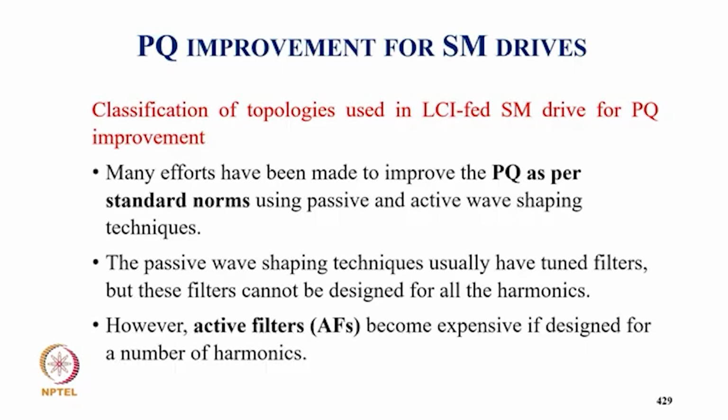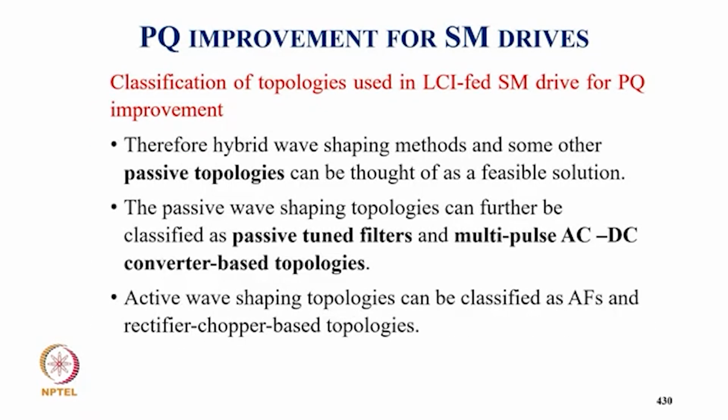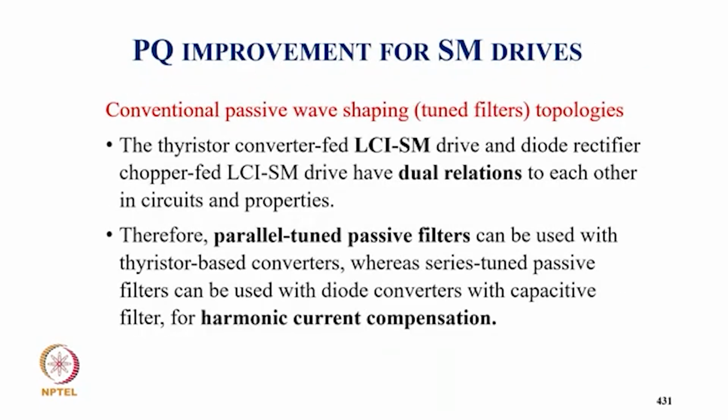So many efforts have been made to improve the power quality as per the standard norms using passive and active wave shaping techniques. The passive wave shaping technique usually has tuned filters, but the filters cannot be designed for all harmonics. However, active filters become expensive if designed for a number of harmonics. Therefore, hybrid wave shaping methods and some other passive topologies can be thought of as a feasible solution, and the passive wave shaping topology can further be classified as passive tuned filter or multiple AC/DC converter based topology, and active wave shaping topology can be classified as active filters and rectifier chopper based.